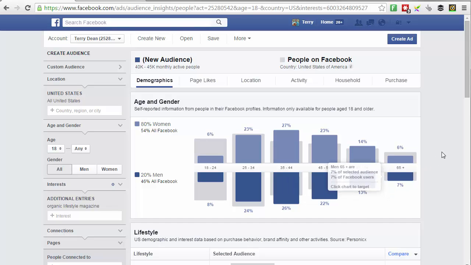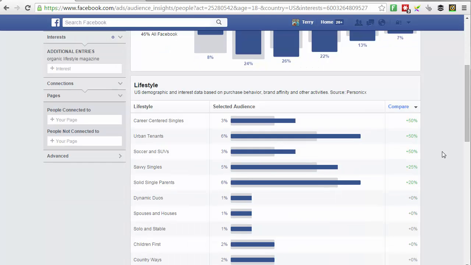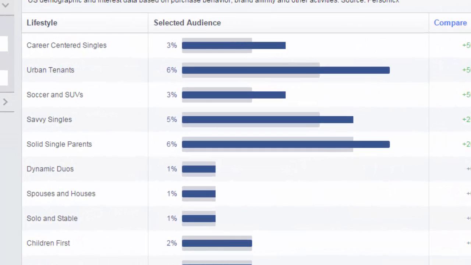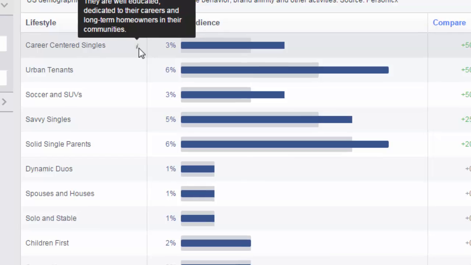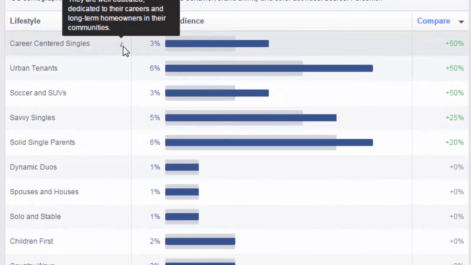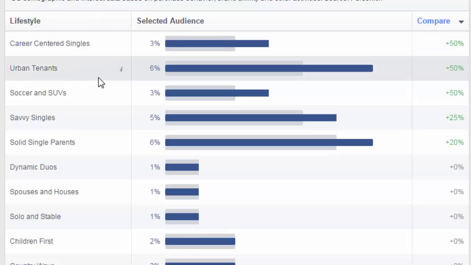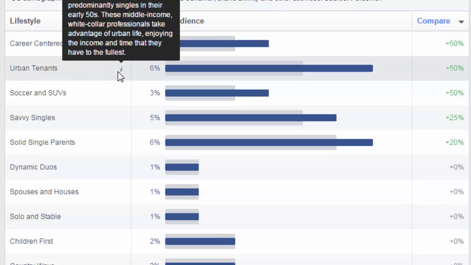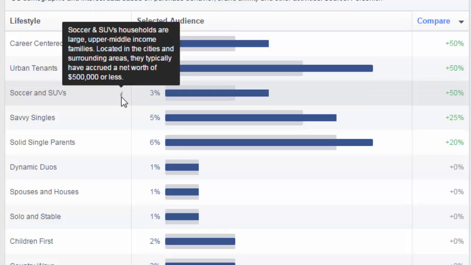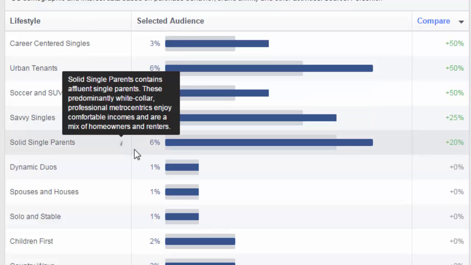Now we can scroll down and we can see some of the lifestyles of these individuals. So we've got career-centered singles, which is 3% of the audience. It's higher than what we'd expect to see, and that means an affluent, single, professional, well-educated, dedicated to the career, long-term homeowners. We've got some urban tenants, predominantly singles in their early 50s, and you can see we can just scroll over each one and we can see more about the audience.